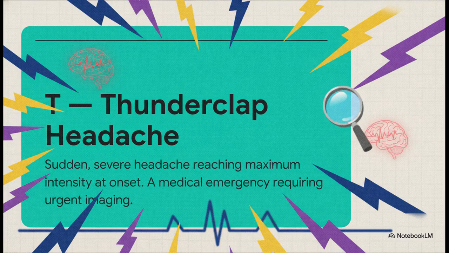Next, T stands for thunderclap headache. The thing to remember here is how sudden it is. We're talking about a severe headache that hits its peak intensity the very second it starts. This is a real medical emergency, and it needs an urgent CT or MRI to rule out a bleed in the back of the brain.